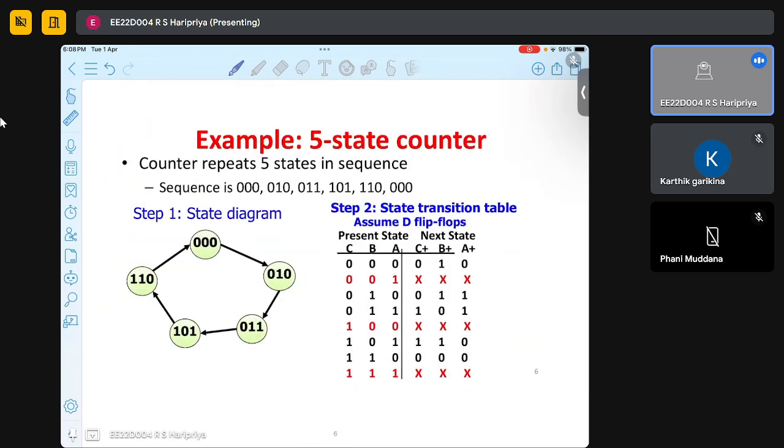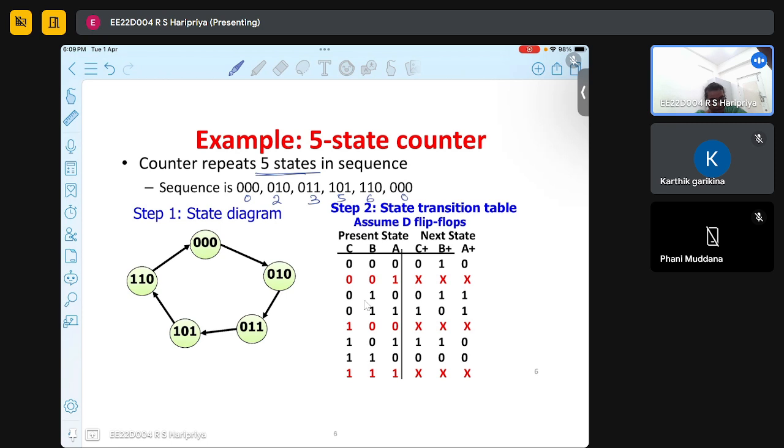Next, if we have a 5-state counter, like a counter which counts only 5 sequences. The sequences are as given below. Take for example, if the sequences are 0, 1, 2, 3, 5, 6, and 0. So these are the 5 sequences.